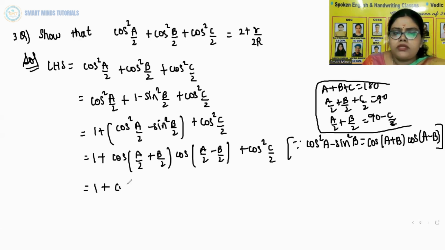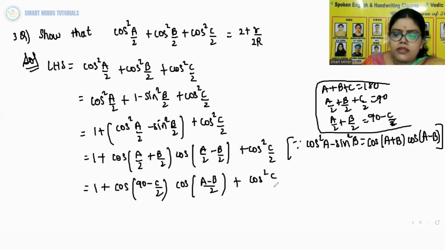So this cos (A+B)/2 we can write as sin C/2 into cos (A−B)/2, plus cos square C/2. Now we also know that cos(90 − θ) is sin θ. So this is sin C/2 cos (A−B)/2 plus cos square C/2, which we can write as 1 minus sin square C/2.